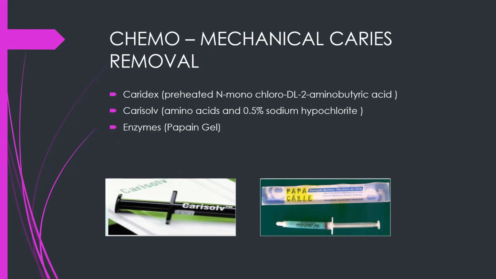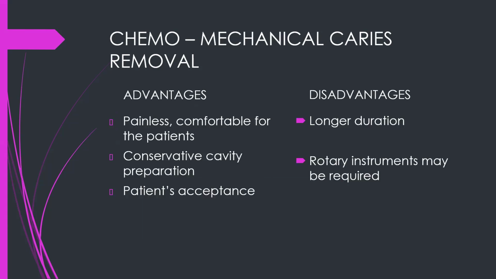Another popular and more economical method is use of enzymes, which will again soften the denatured collagen. The papain gel is very popular now. The advantage is it's painless and it is easier to remove the denatured collagen, the infected dentin, because it is softened further by these chemicals. It results in a conservative cavity preparation, and patient acceptance is also very good.